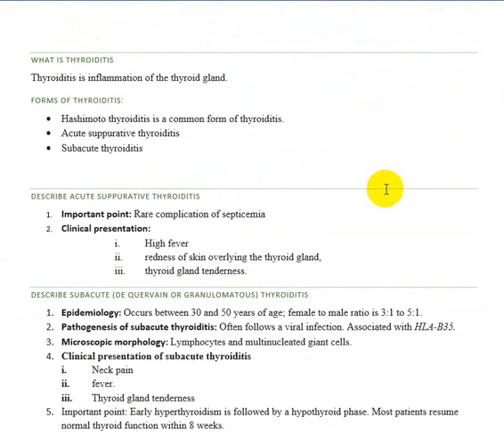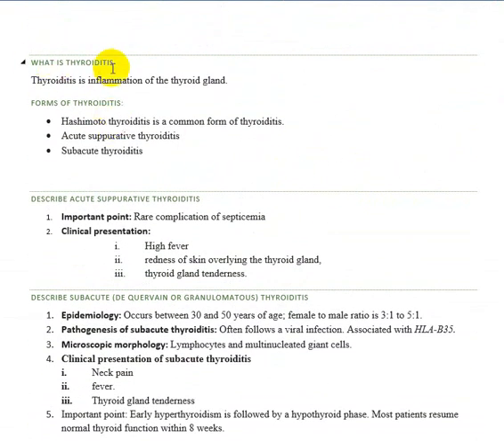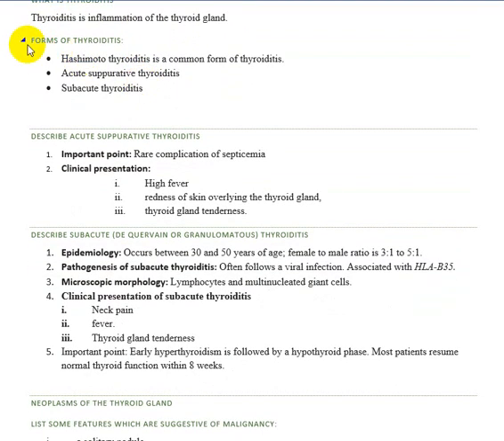Now, the next part is thyroiditis. Actually, what is thyroiditis? When you see the name itis at the end, you already imply that this means inflammation. So it involves the inflammation of the thyroid gland. Inflammation of thyroid gland is thyroiditis. Now you have already spoken about the Hashimoto thyroiditis, so we are not going to speak about that. Other forms of thyroiditis are acute suppurative thyroiditis and subacute thyroiditis. So you can say acute thyroiditis and subacute thyroiditis.